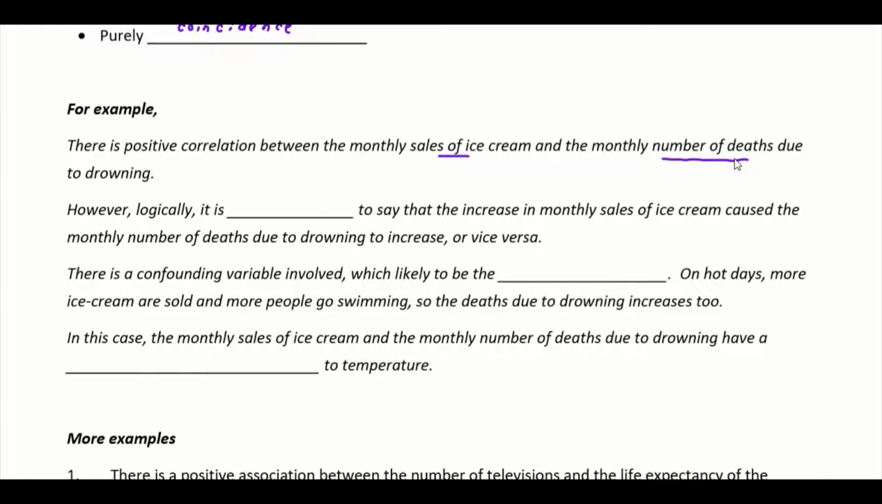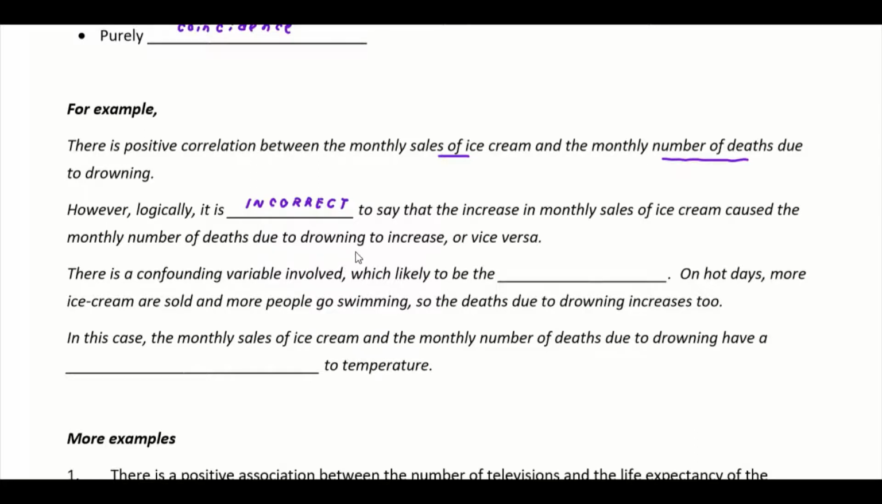Logically, you know it is obviously incorrect to say that an increase in the monthly sales of ice cream will cause the monthly number of deaths due to drowning to increase, right? Or that the monthly sales of ice cream decreased, so that's why the number of deaths due to drowning decreased. It's incorrect to say that, right? But why does this association happen?